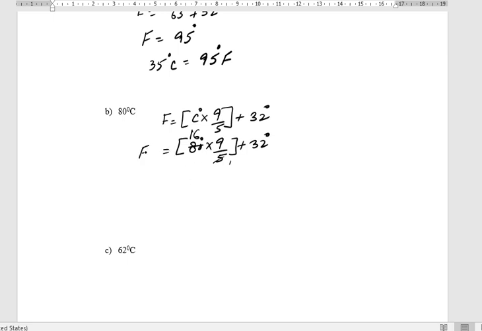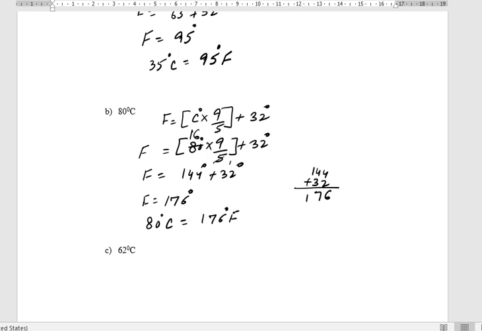So we can write here F equals 16 nines are 144 degrees plus 32 degrees. If you add 144 plus 32, you can go this way also. It is an easy calculation. By this time you know all the addition. 4 plus 2 is 6, 4 plus 3 is 7, and 1. So Fahrenheit equals 176 degrees. Or you can write 80 degrees Celsius equals 176 degrees Fahrenheit. I hope it is clear.